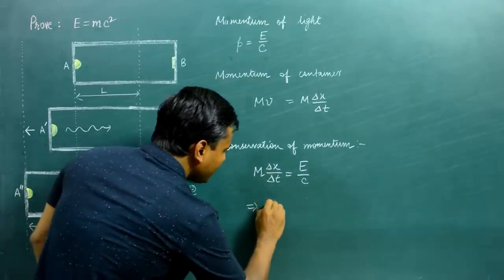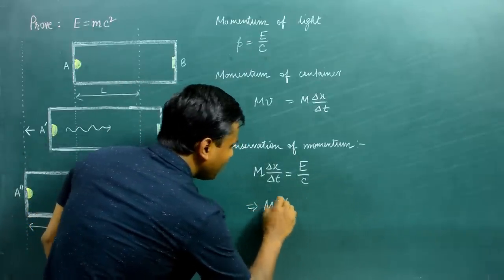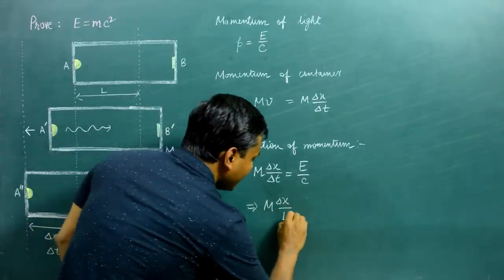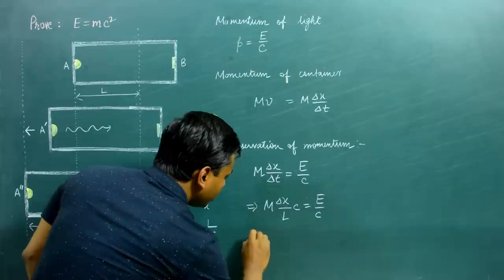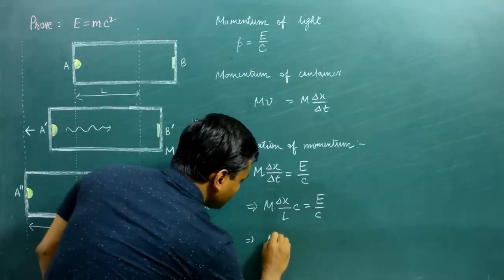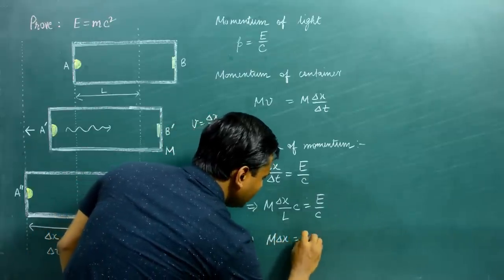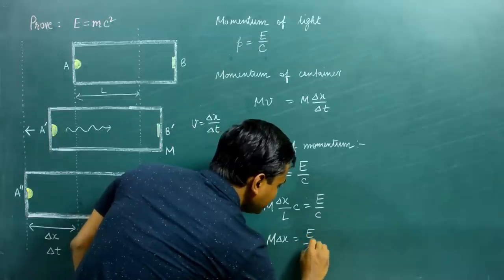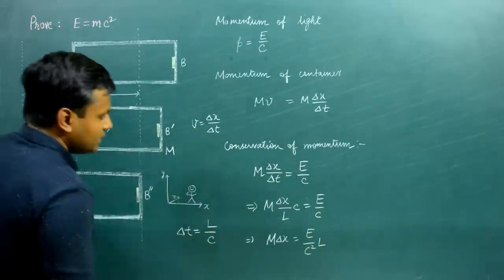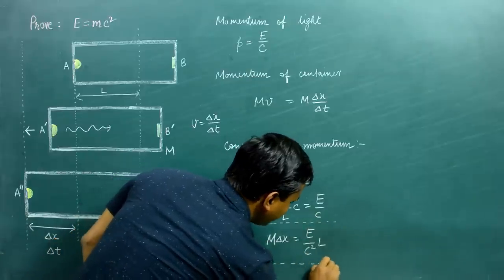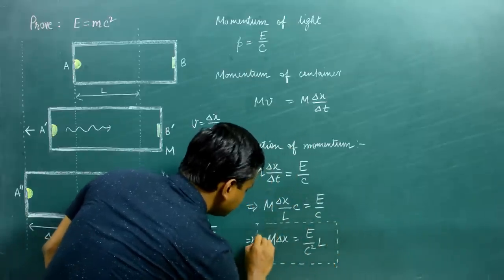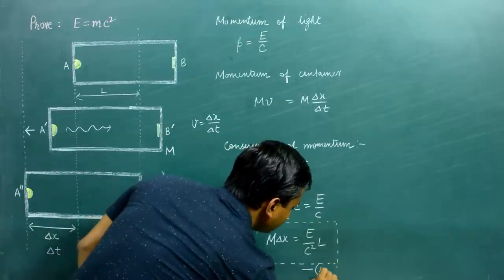In that case, m del x upon del t is nothing but L upon c is equal to E upon c, or m del x is equal to E upon c square multiplied by L. Now let's keep note of this particular equation because this is going to be helpful to us. Let's suppose this is equation number 1.